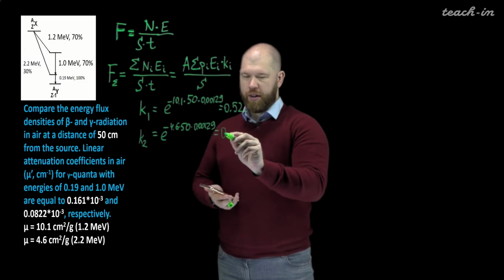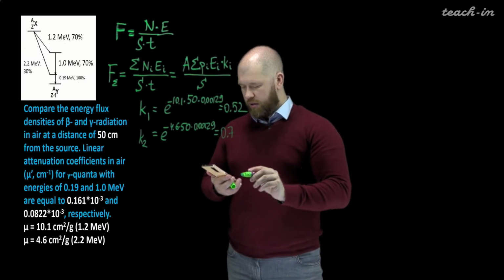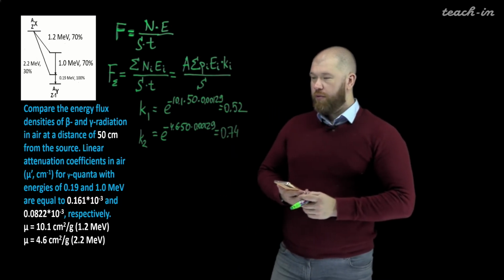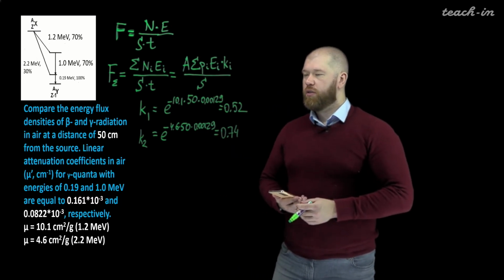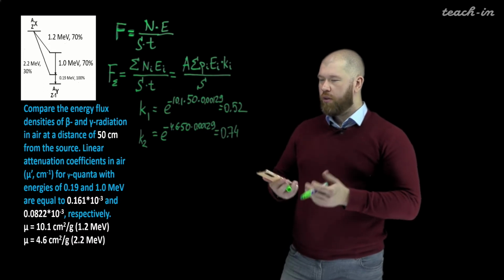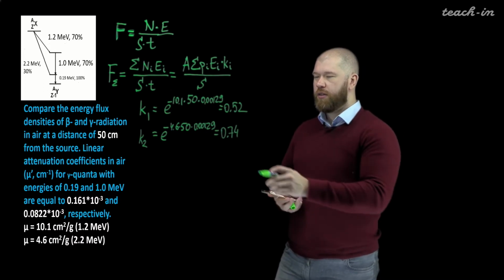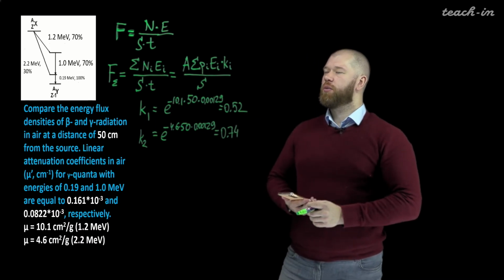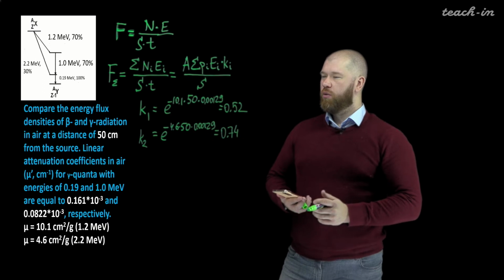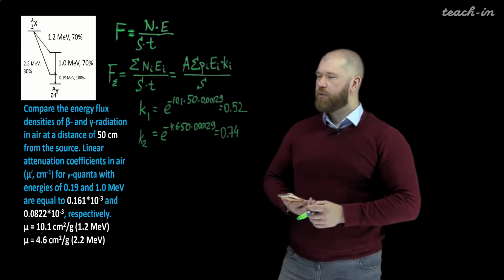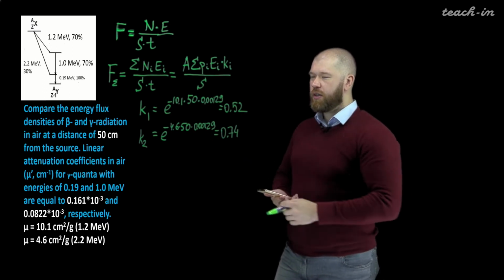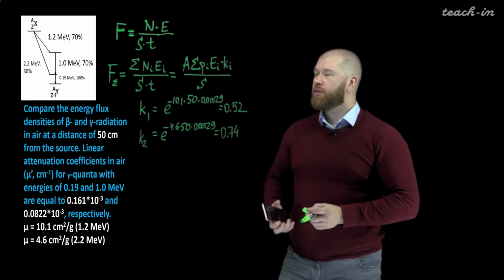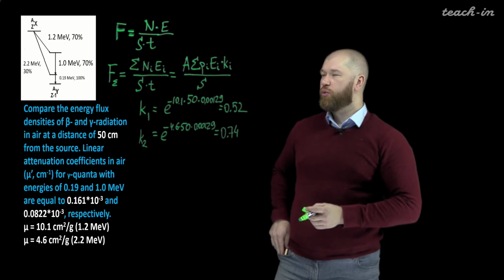And it is not surprising that for particles with higher energy, the attenuation coefficient will be higher. That means that in this case only 52% of all beta particles will go through the air with a thickness of 50 centimeters, and in this case it will be 74% of beta particles with the maximum energy of 2.2.